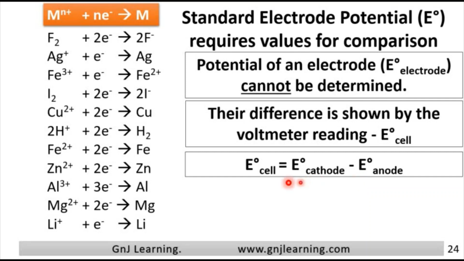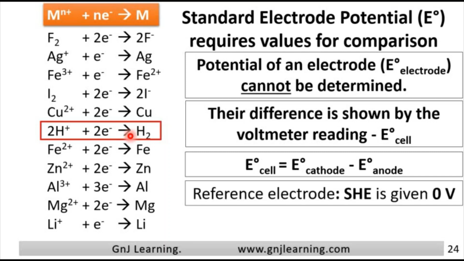Now how can I find the values using this equation? You have E0 cell, that is the voltmeter reading. Now what you are going to do is fix one electrode and its value. You are choosing one electrode as a reference electrode and fixing its value. Here I am going to choose the standard hydrogen electrode, SHE, as a reference electrode, and I am fixing its value as 0 volt.